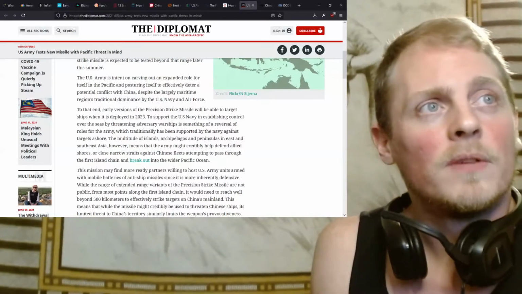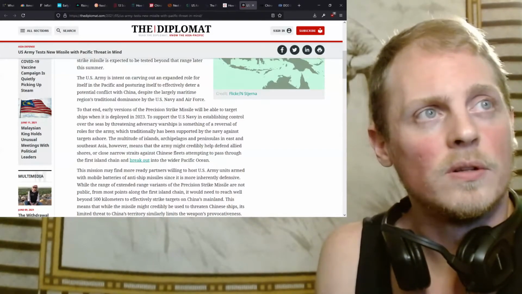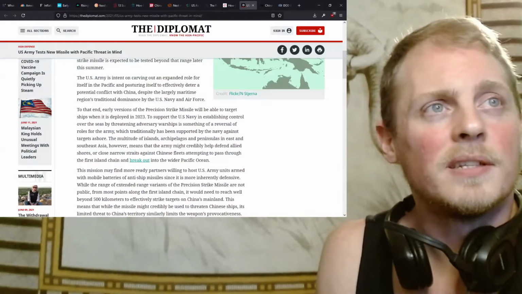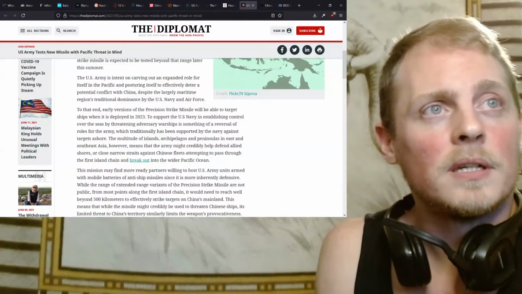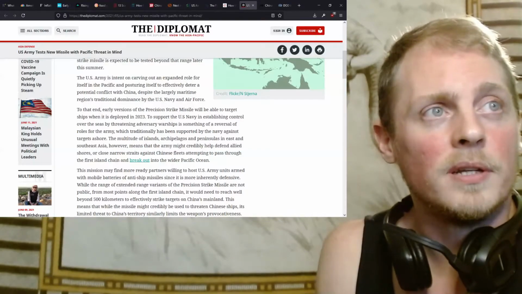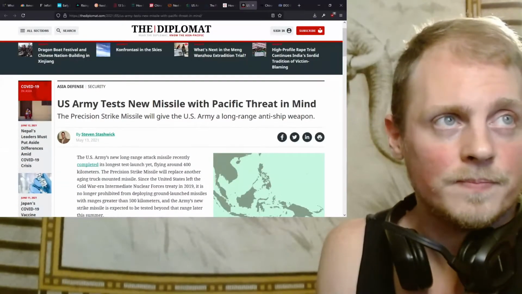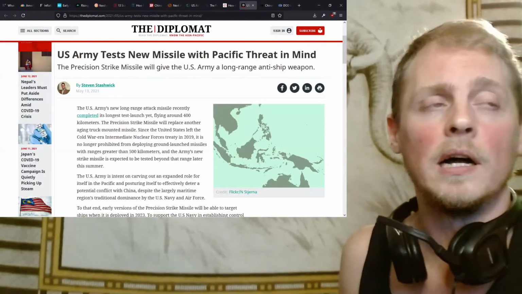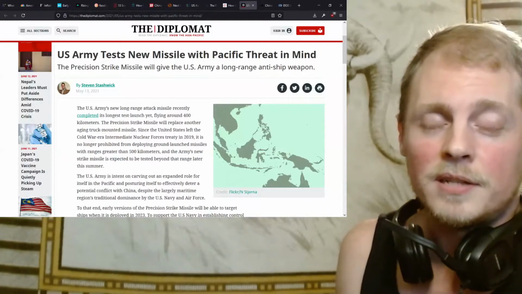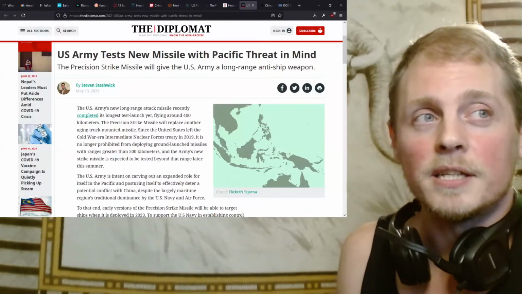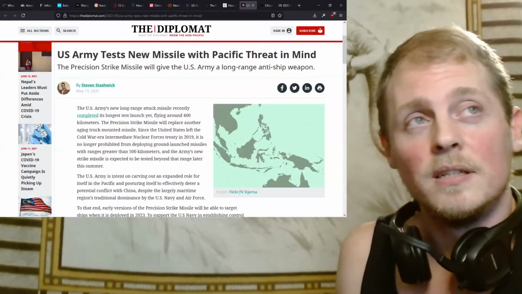To that end, early versions of the precision strike missile will be able to target ships when it's deployed in 2023, to support the U.S. Navy in establishing control over the seas by threatening adversary warships. It is something of a reversal of the roles for the Army, which traditionally has been supported by the Navy against targets ashore. So we're seeing a lot of technology ramping up in the military, and we're seeing a lot of spending starting to take place. Why do you think that happens? Let's see what happens before wars take place. So keep that in mind.